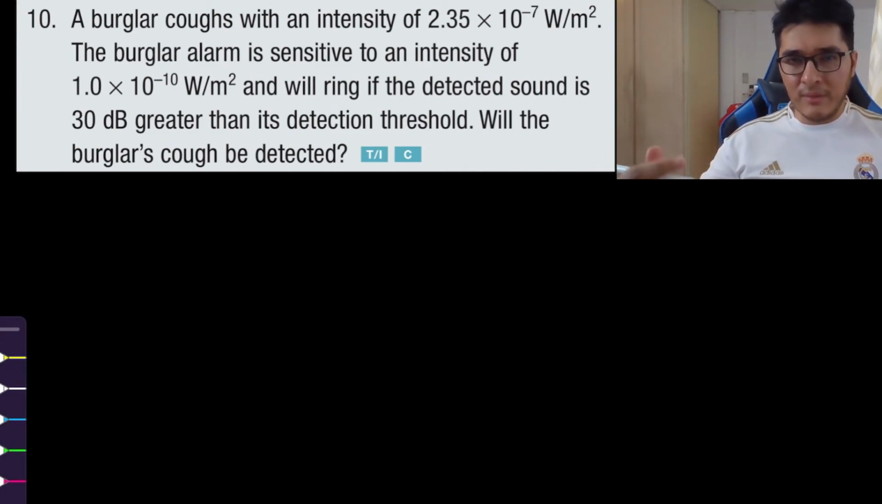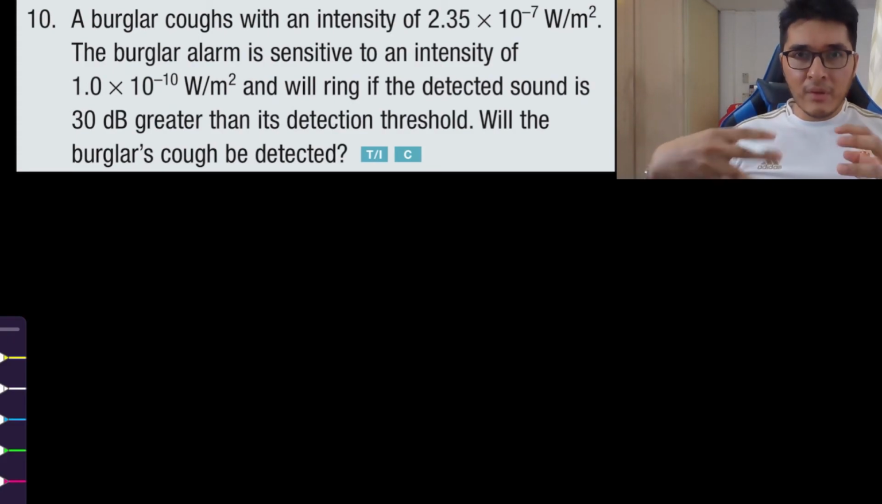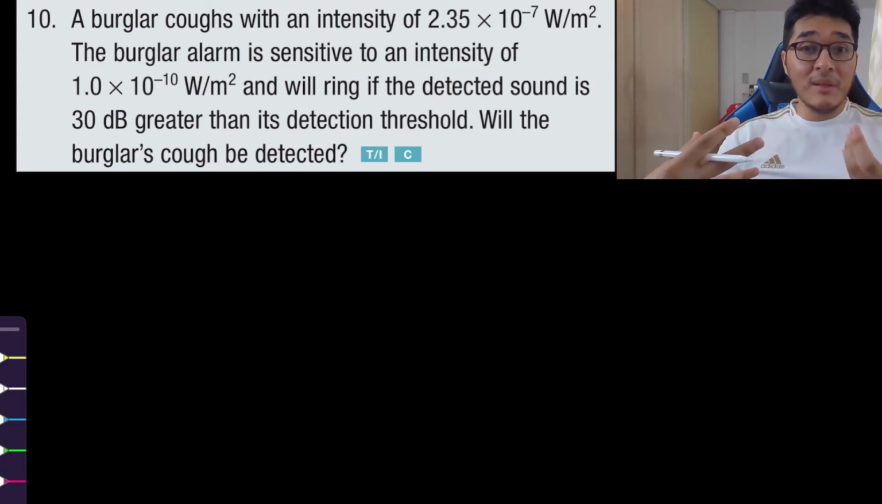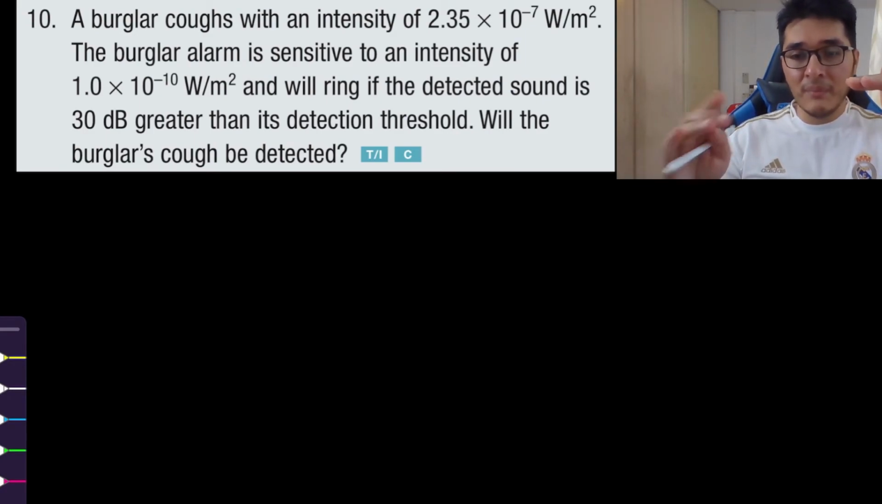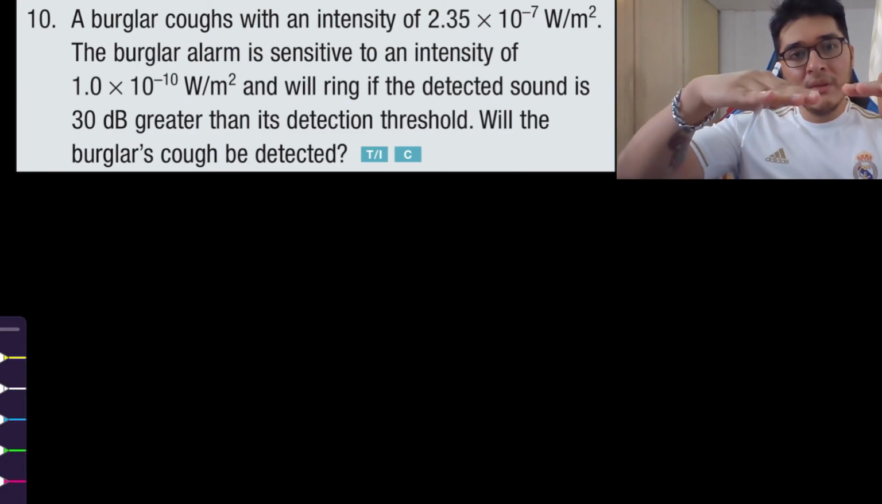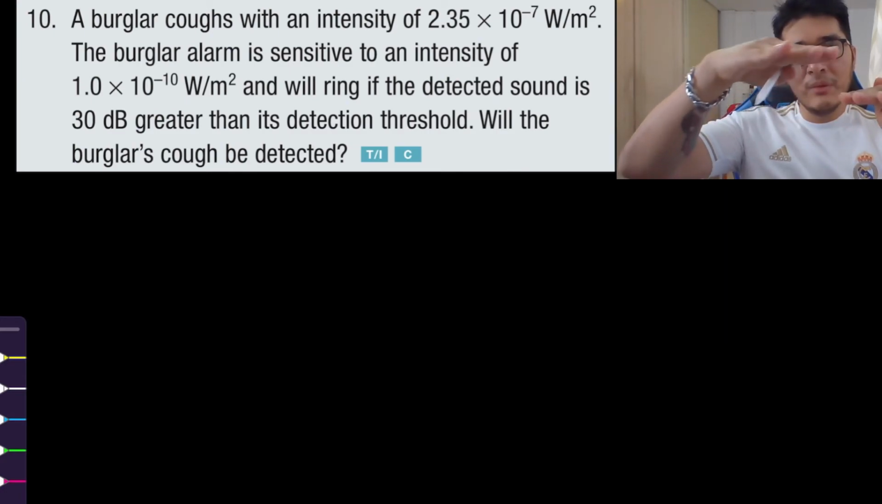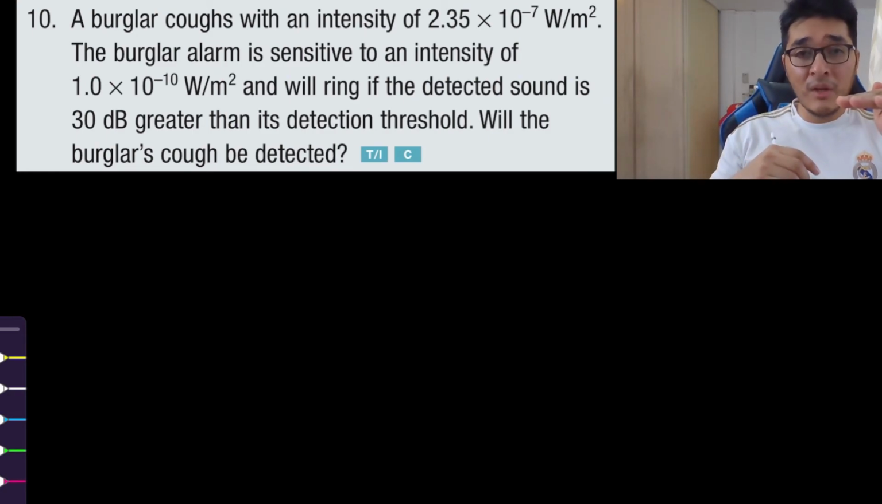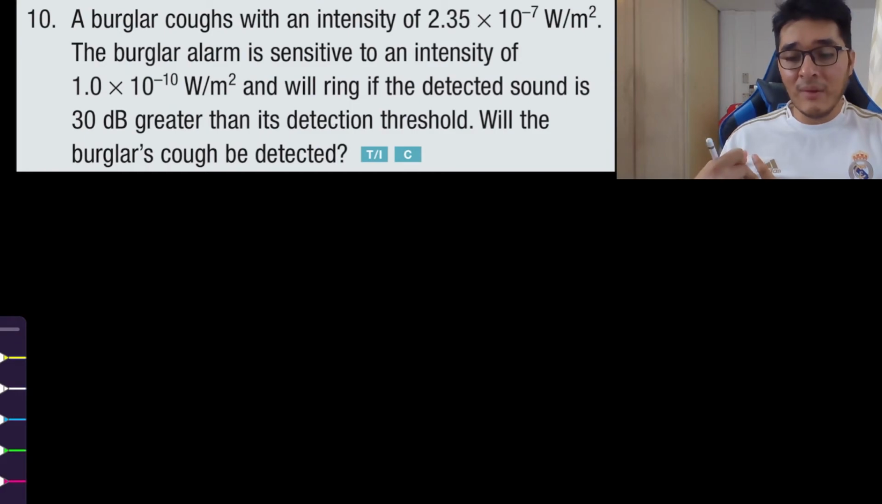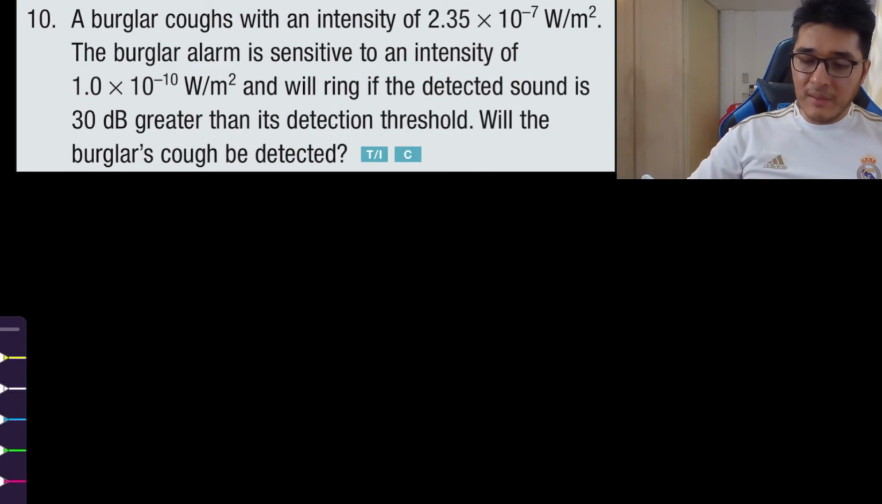So let's try to organize this a little bit. So we have a burglar, and the burglar somehow coughs inside the house, but then the alarm system is set at a certain threshold. So we want to check if the burglar's cough is below it, at the threshold, or above it. But what is the threshold? It is if the detected sound is 30 decibels greater than the detection threshold. So it's a bit confusing because they're giving you the units of sound intensity and then they're giving you the units of decibels for the loudness. Very confusing. So first, let's set up a diagram to help us out.